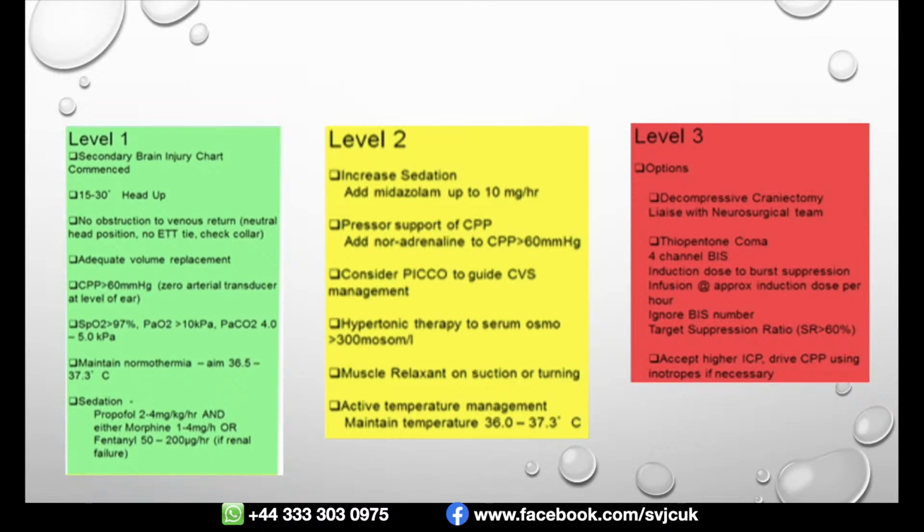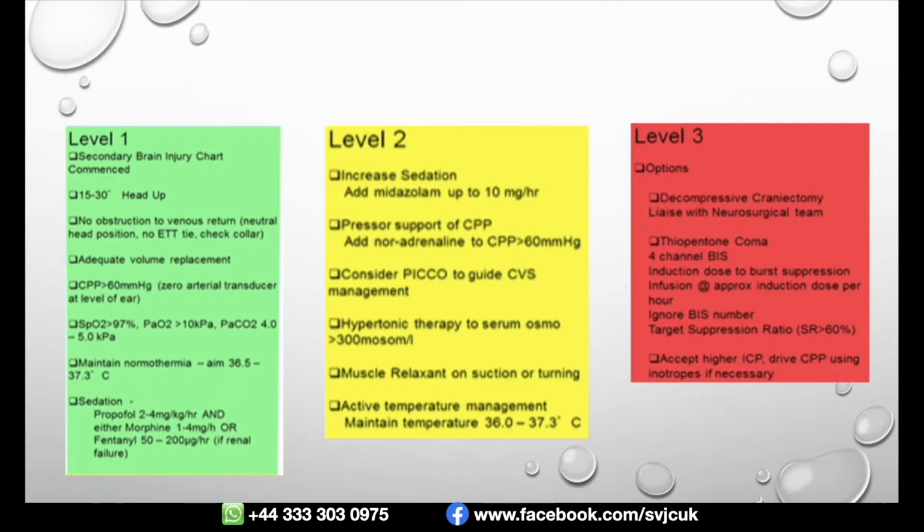Make sure they're adequately volume replaced. Make sure that you've got an appropriate cerebral perfusion pressure. So that's your MAP minus your ICP. Check your ventilation parameters. Make sure you've got adequate saturations, adequate PaO2 and an appropriate PaCO2. Maintaining normothermia. And then again, optimizing sedation. If despite this, the patient's still got an increasing ICP, think about adding another agent in.